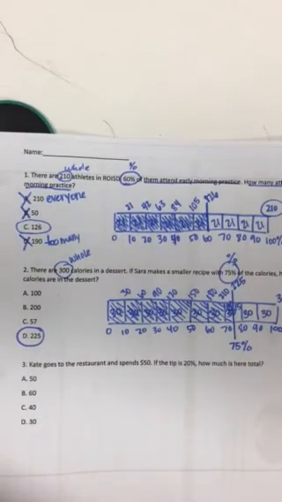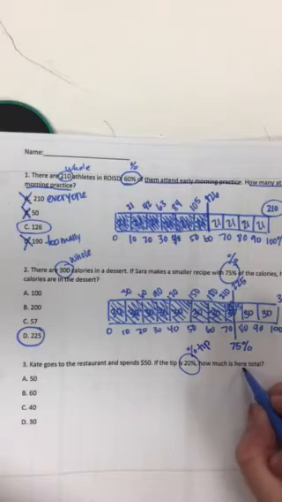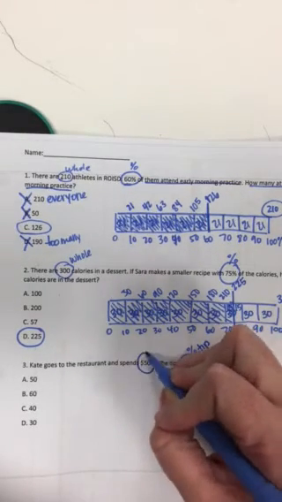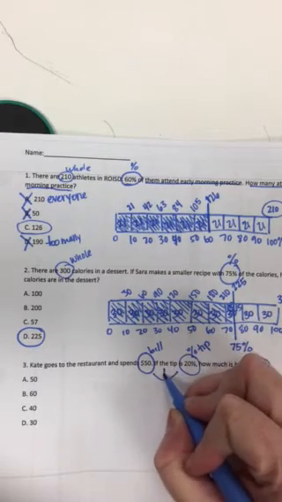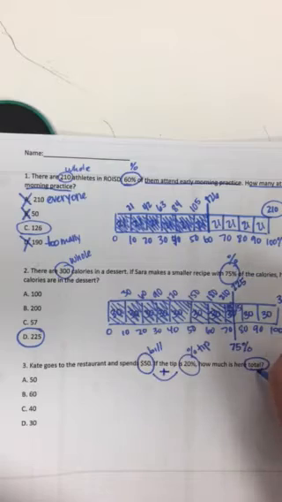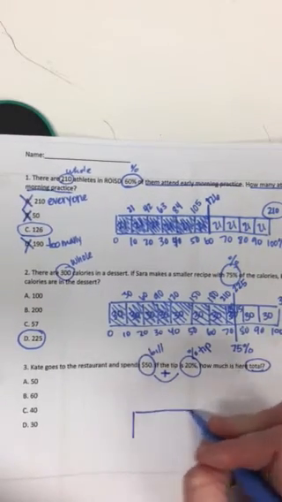And last but not least, we have number 3. It says Kate goes to a restaurant and spends $50. If the tip is 20%, how much is her total? So you have to think, this is how much the original bill was. If I leave a tip, then I have to add the tip to the bill to find the total. So the first thing we have to do is find how much tip she left.